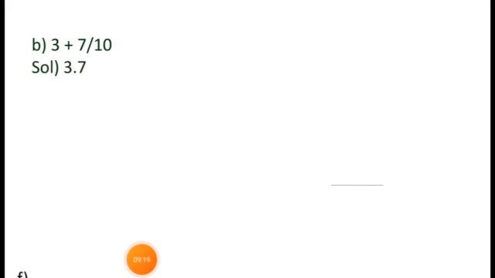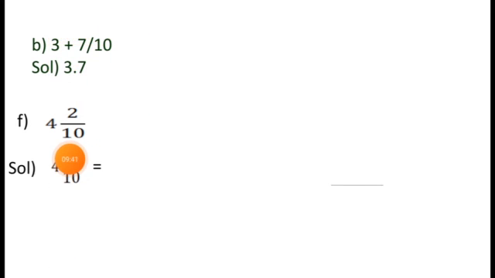In the same way you can do this, 3 plus 7 upon 10. What we got here, 3 plus 7 upon 10, means it will be 3 plus 0.7. When we add 3 plus 0.7 we will get 3.7 as the solution. Now see here the next question, that is given in mixed fraction form, 4 2 upon 10.